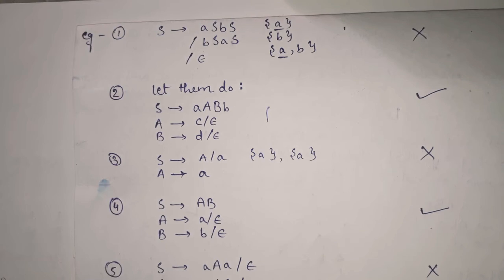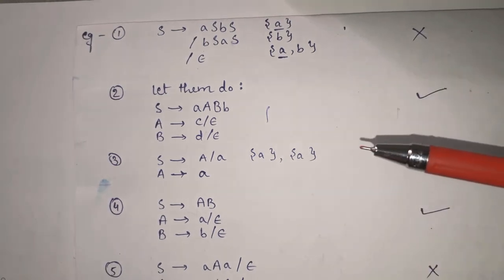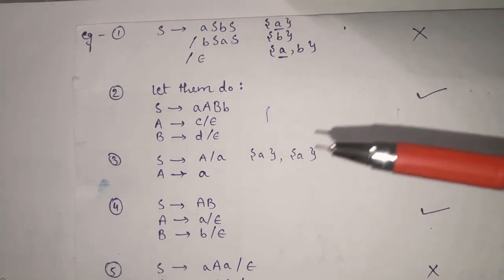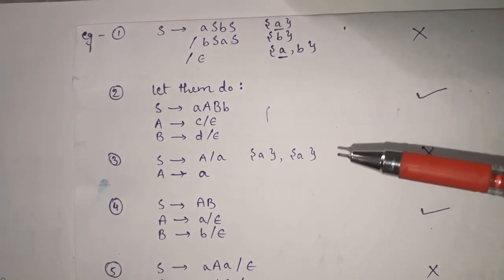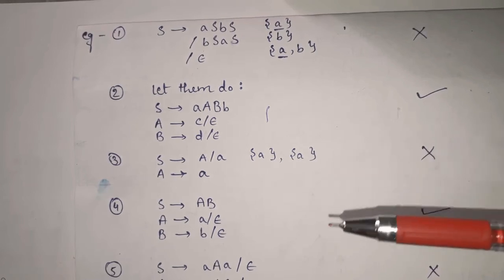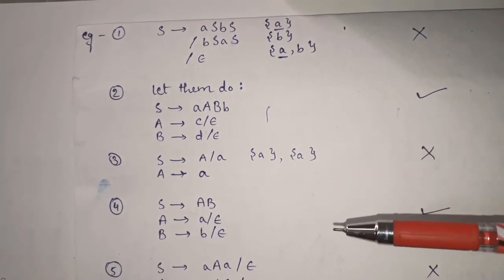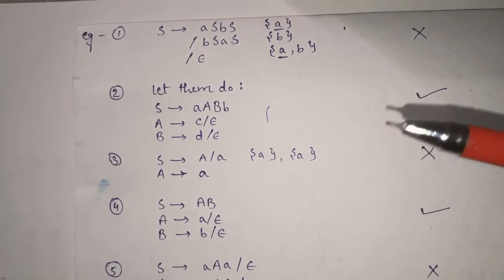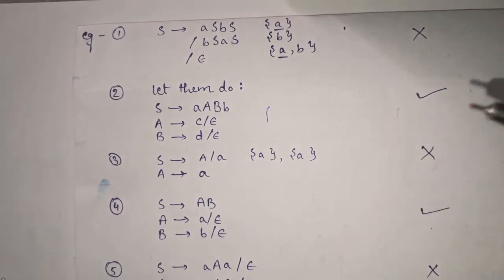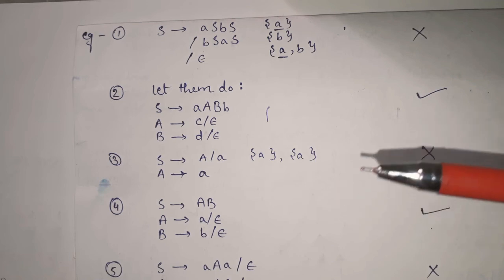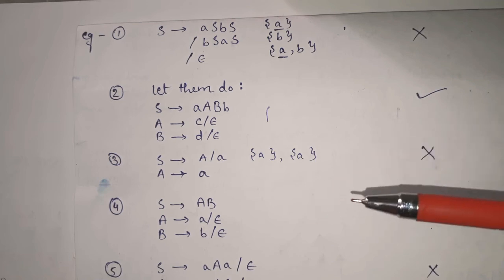So let's get started. In this video we are going to see the shortcut of finding out whether a given grammar is LL1 or not. If you have visited my previous video of compiler design, we have already discussed how to find out the set of first and follow, how to construct the LL1 parsing table, and to check whether our grammar is LL1 or not.